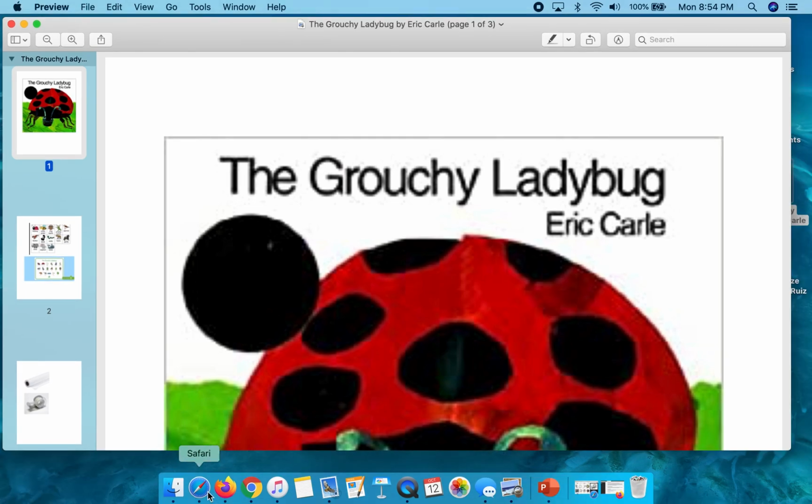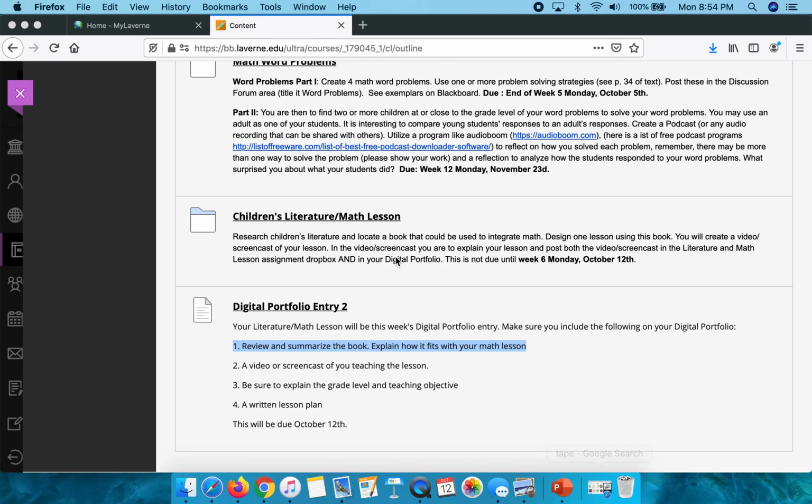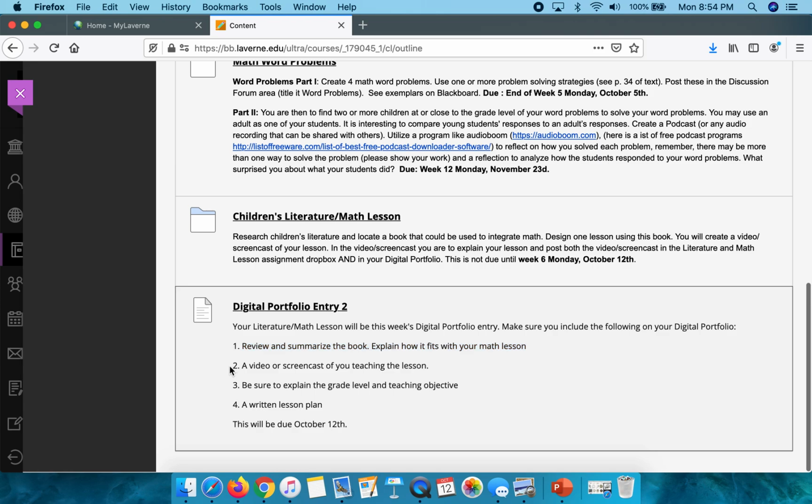So let's go back and see what we need to do next. Okay, so explain how it fits with your math lesson. This fits in my math lesson because I decided to do something regarding shapes, sizes, and numbers, for example, smallest to largest.